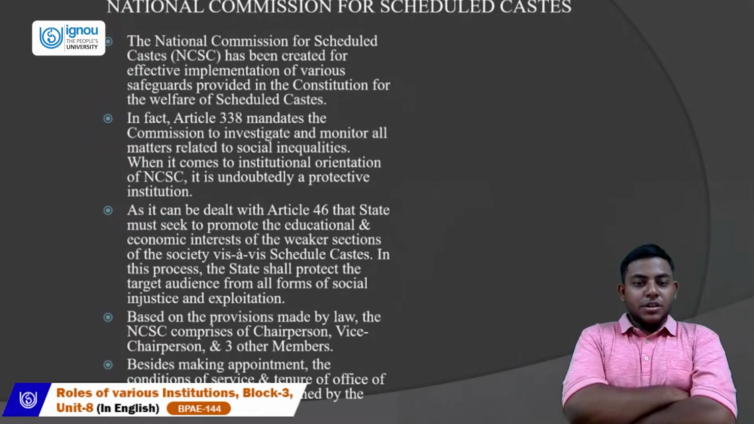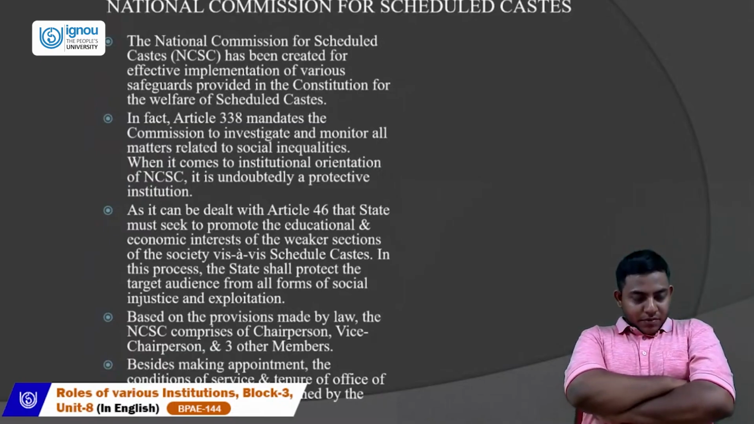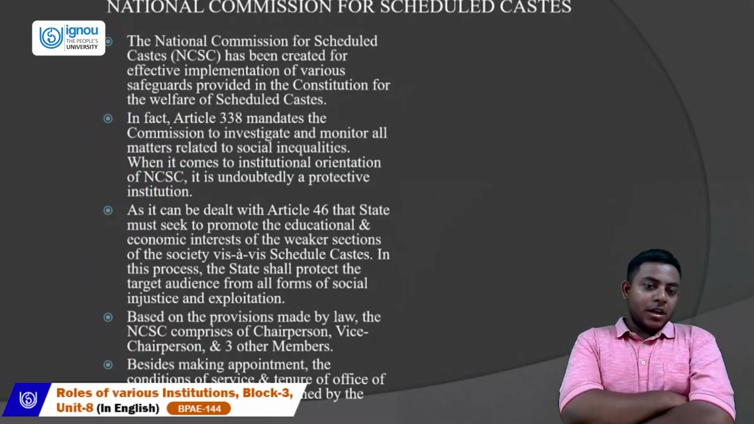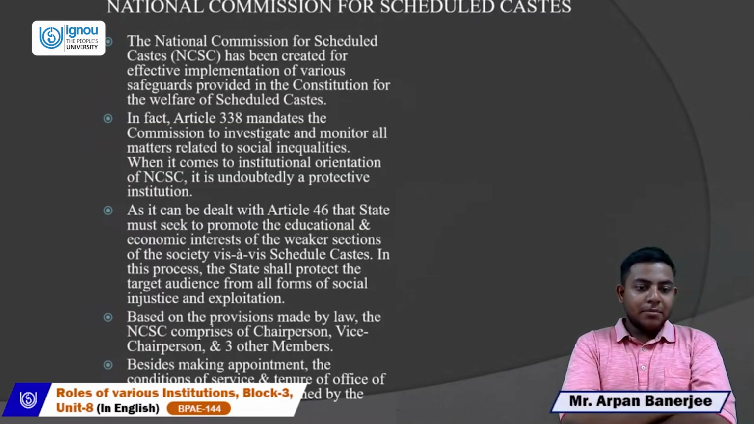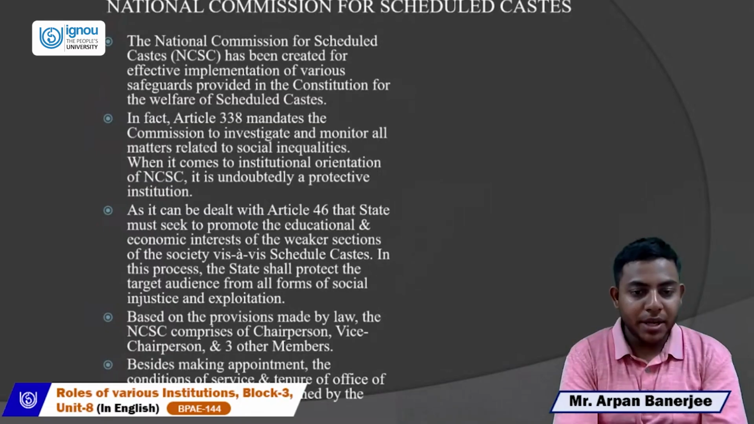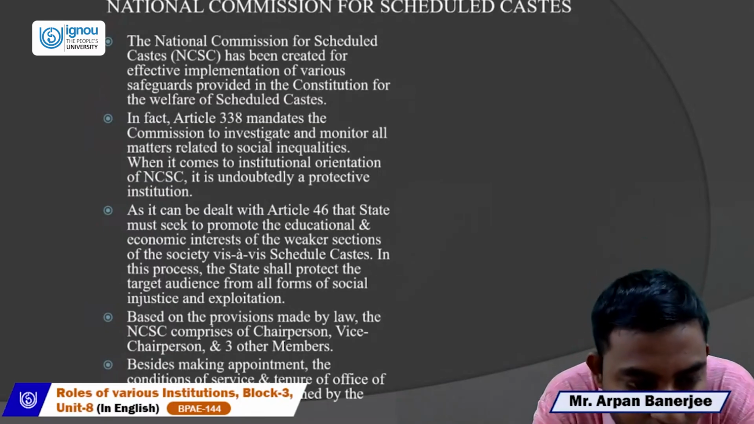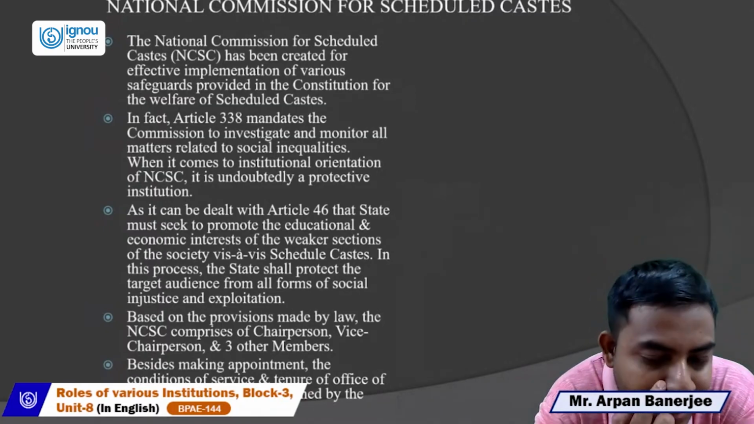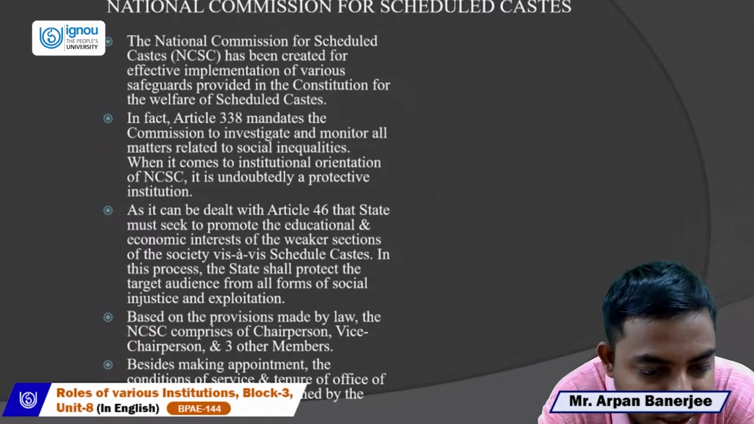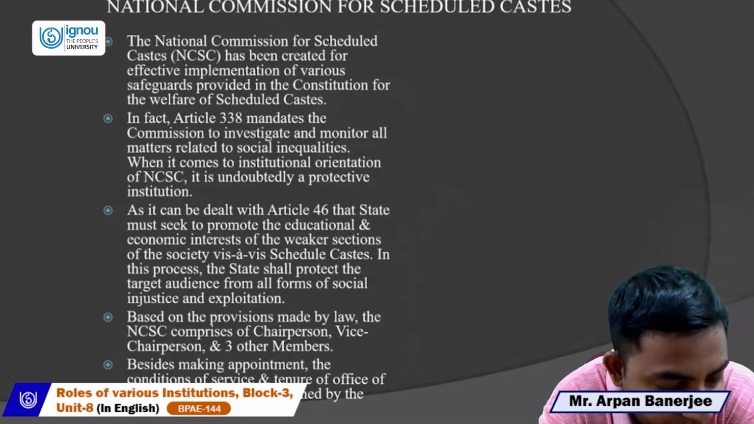When it comes to the institutional orientation of the National Commission for Scheduled Castes, it is undoubtedly a protective institution, as it can be related to Article 46, that the state must seek to promote the educational and economic interests of the weaker sections of society, vis-a-vis the scheduled caste. In this process, the state shall protect the target audience from all forms of social injustice and exploitation.